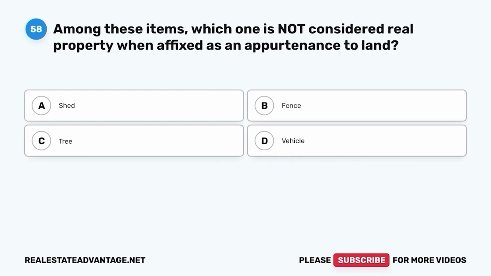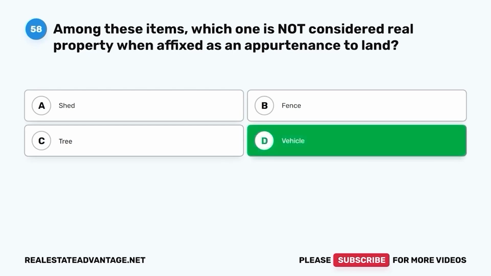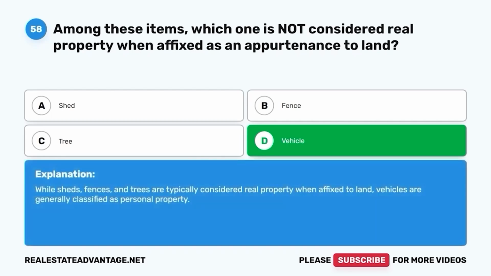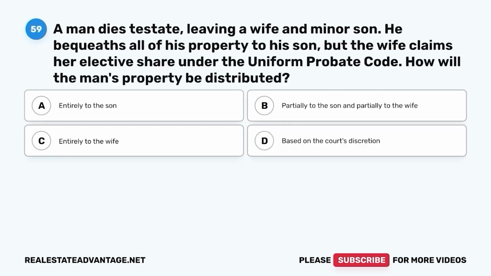A, shed. B, fence. C, tree. D, vehicle. The correct answer is D, vehicle. While sheds, fences, and trees are typically considered real property when affixed to land, vehicles are generally classified as personal property. Question 59. A man dies testate, leaving a wife and minor son.